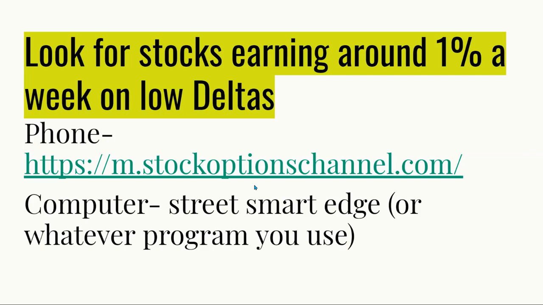Two different resources you could use to look for these stocks. If you're on your phone, you could go to m.stockoptionschannel.com. This will show the deltas and show the chance that it might expire worthless. You could also look at the rate of return, and it says it very clearly there. If you're on your computer, I use Street Smart Edge. You could also use whatever program your brokerage does have. A lot of times they're going to be pretty similar in terms of deltas, in terms of premium received, implied volatility numbers, and whatnot.